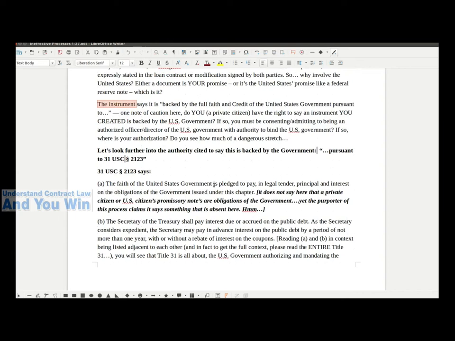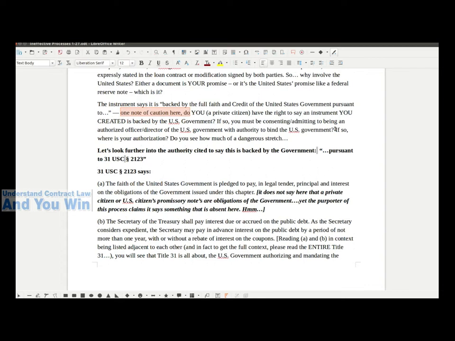One note of caution here. How do you, a private citizen, have the right to say that the instrument that you created is backed by the U.S. government? If so, you must be consenting or admitting to being an authorized officer or director of the U.S. government with the authority to bind the U.S. government. Are you the Secretary of Treasury? Are you the President? How can you obligate?